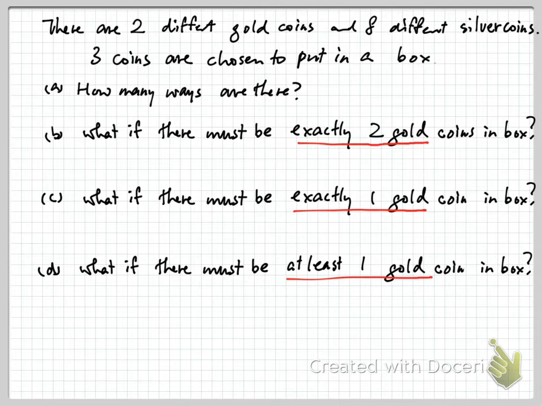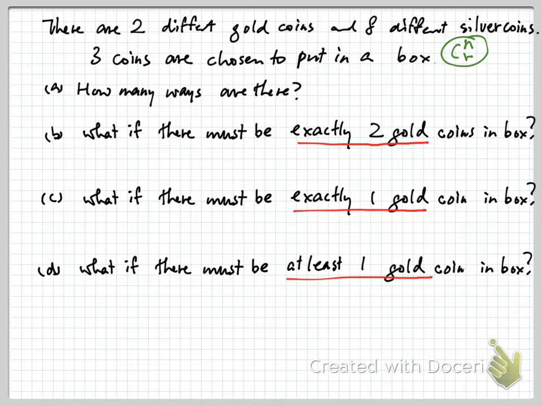Alright, so there are 2 different gold coins and 8 different silver coins. Now 3 coins are chosen to put in a box. Alright, so once again, is it NPR or NCR? We put the coins in a box. Is it an NCR or NPR? Right? The answer is it is an NCR question. Alright, if you put the coins in the box, there's no arrangement, there's no ordering. On the other hand, if we line up the coins, then it is an NPR question. Alright, so NCR, remember. So first of all, how many ways are there?